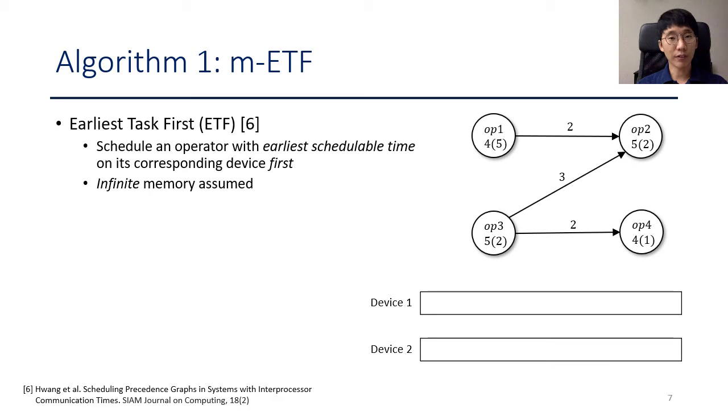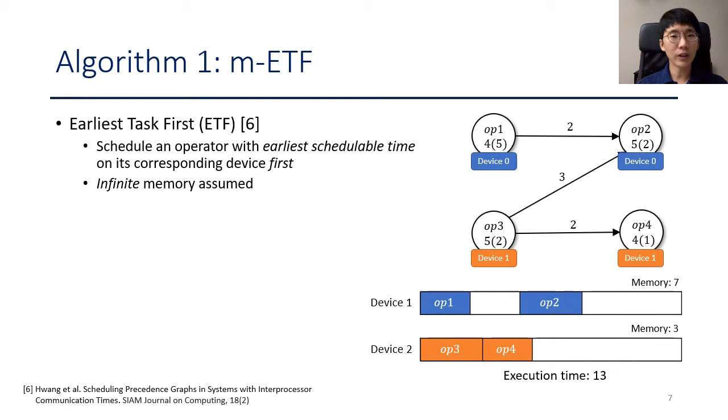This is an example graph that has 4 vertices representing operators. The numbers on a vertex show compute cost and its memory requirement inside the parentheses. The numbers along the edges represent communication cost. With ETF, the example graph is placed as follows.